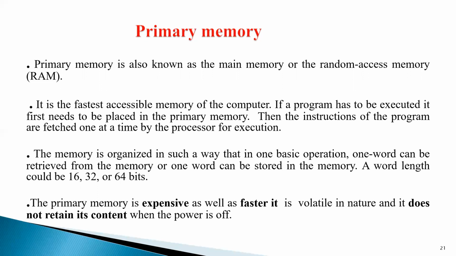A word length could be 16, 32, or 64 bits. The primary memory is expensive as well as faster. It is volatile in nature and it does not retain its content when the power is off.